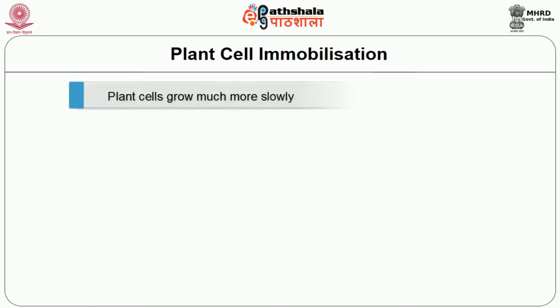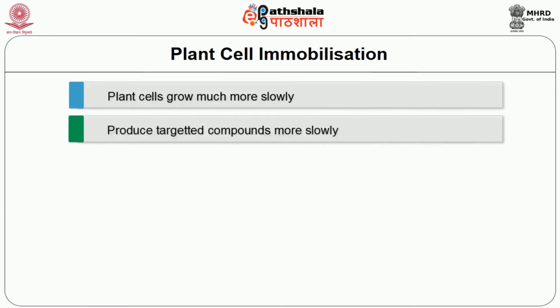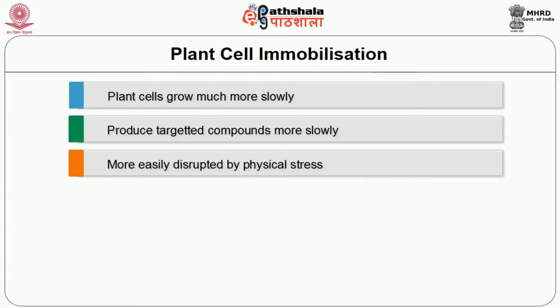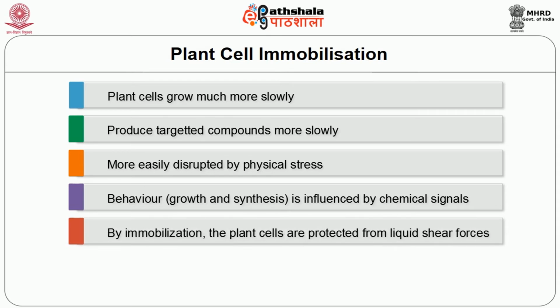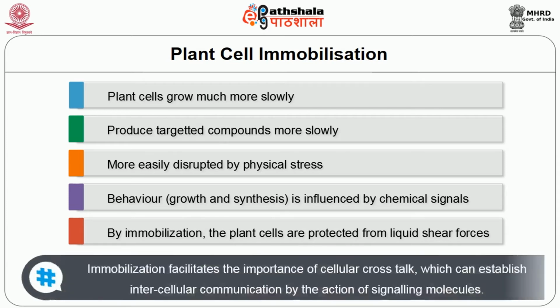Plant cells grow much more slowly. They produce targeted compounds more slowly. They are more easily disrupted by physical stress, and their behavior, that is growth and synthesis of the plants, is influenced by chemical signals. By immobilization, the plant cells are protected from liquid shear forces. Moreover, immobilization facilitates cellular crosstalk, which can establish intercellular communication by the action of signaling molecules.